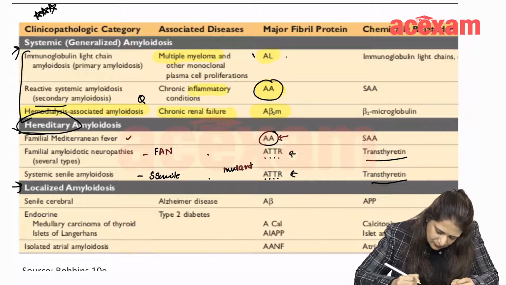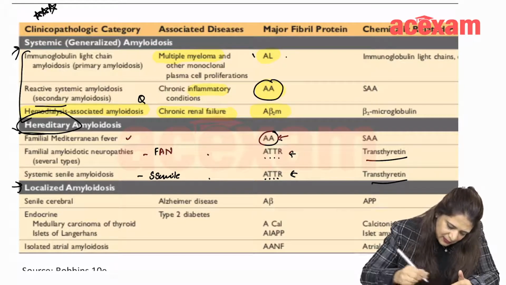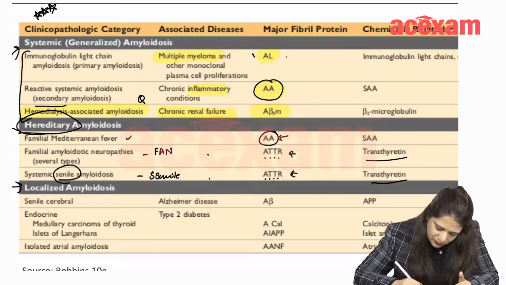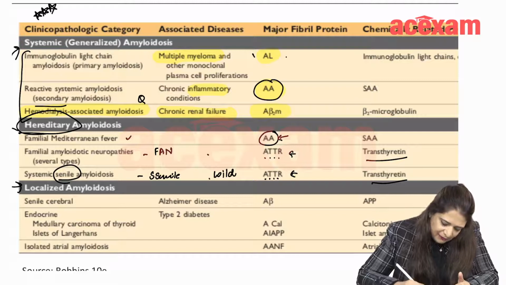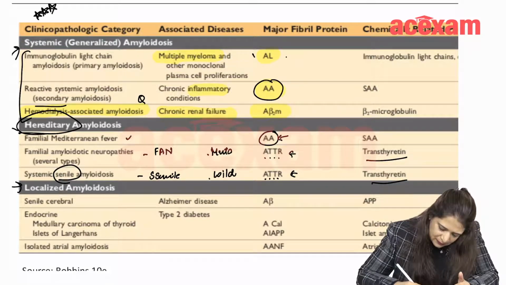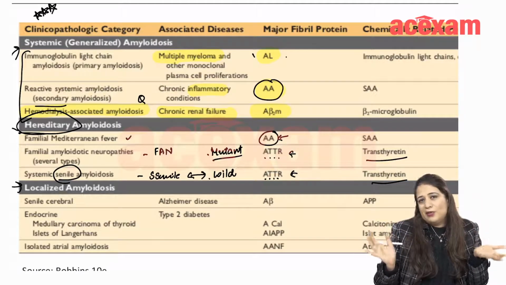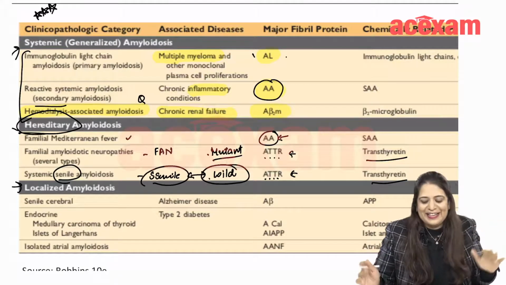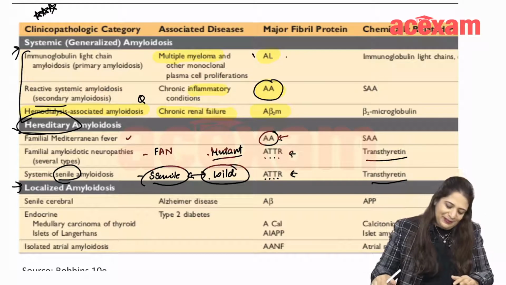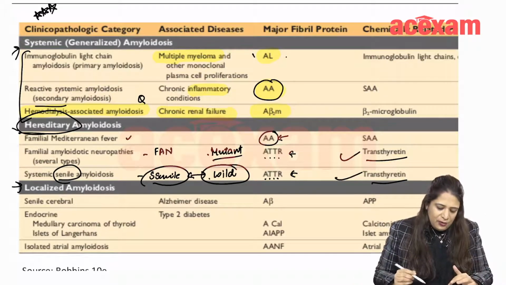This is associated with the wild type. The senile amyloidosis is associated with the wild type of transthyretin, whereas the FAN is associated with mutant transthyretin. Maybe you can remember in old age, people may tend to go senile and wild, so wild type associated with systemic senile amyloidosis. Maybe this is a way you can remember. But anyhow, transthyretin is the amyloid that is deposited.